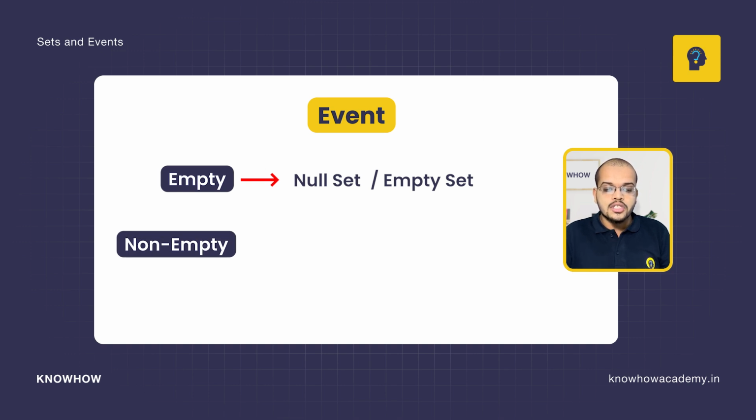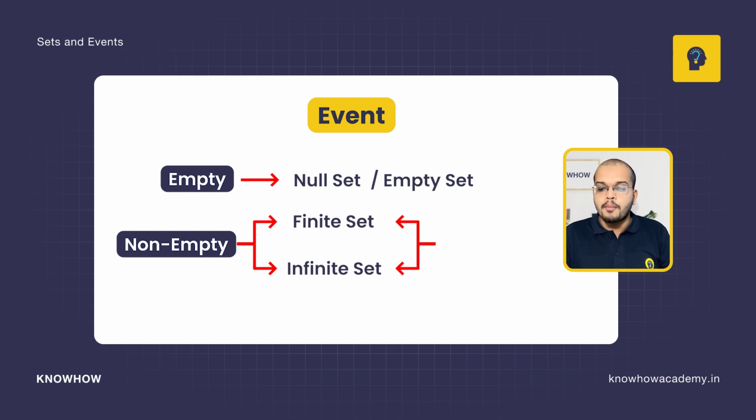Wherever we have non-empty sets, we divide them into two types: one is the finite set, another is the infinite set. Both depend purely on the number of elements that we have. So always remember, we have two types of sets, finite sets and infinite sets. If we do not have any value, we call it a null set or empty set.